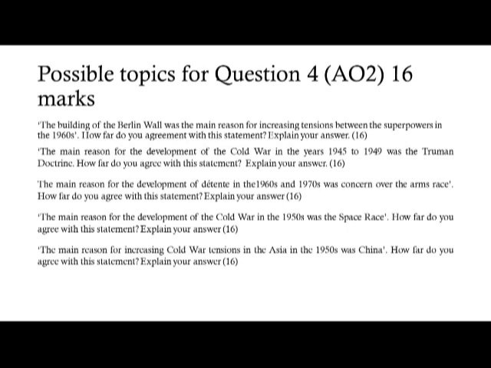Another potential question: the main reason for the development of the Cold War in the 1950s was the space race. How far do you agree with this statement? Explain your answer. Clearly the 1950s could come up, because last year it was the 1960s. The 1950s has come up before in the context of the arms race and then the Korean War. So again, you'd start with the space race before you'd look at other factors. We know that the Soviets had the lead in the space race, and the launch of the Soviet satellite Sputnik caused great alarm in the United States.